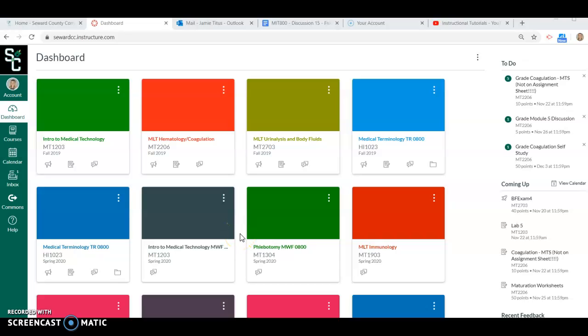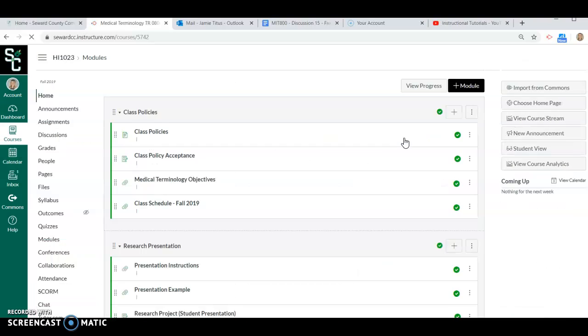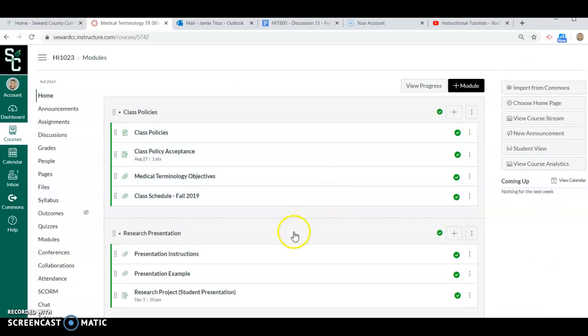Another technology that I've added is in my medical terminology class. What I have them do is a student presentation, so that it's over a disease. What we're working on here is their oral communication skills, and I want them to work on their pronunciation and everything of medical terminology, the terms.